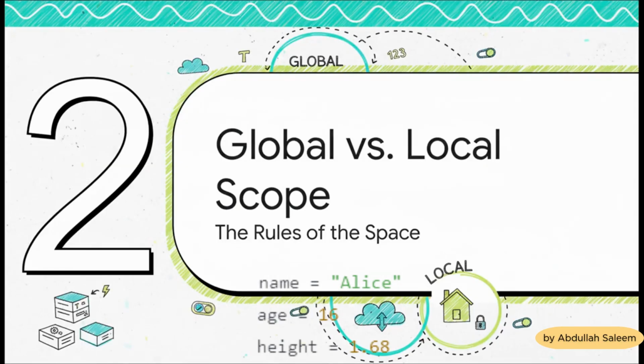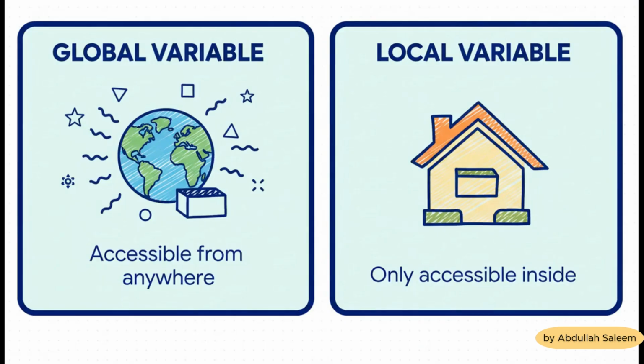Okay, so we've got our boxes, but can we just grab any box from anywhere we want? Well, not exactly. And that brings us to this really important idea called scope. Think of it as the rules of the road for where your variables can be seen and used. Scope really boils down to two main flavors. You've got your global variables, which are kind of like a giant billboard. Everyone in the entire program can see and use them. And then you have local variables. They're more like a secret whispered in a meeting. They only exist in one specific, small part of your code.